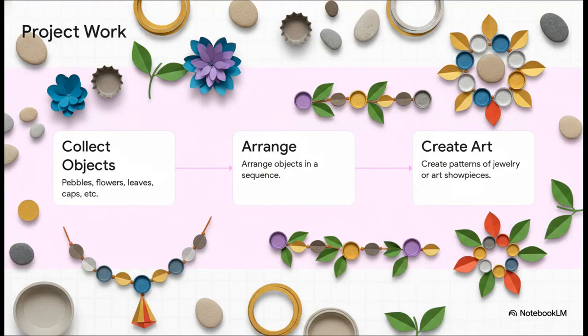To guide all of this, the project work gives students highly actionable steps to engage with their surroundings. Step 1, go out and collect everyday items. We're talking pebbles, flowers, leaves, bottle caps, maybe even bangles or bowls. Step 2, actively arrange these objects into a logical sequence. And step 3, turn that sequence into something meaningful, like a mock piece of jewelry or an art showpiece. It brilliantly turns a theoretical math problem into this fun, physical scavenger hunt and art project.